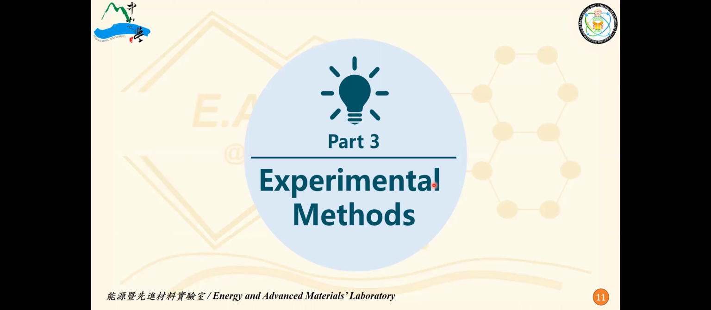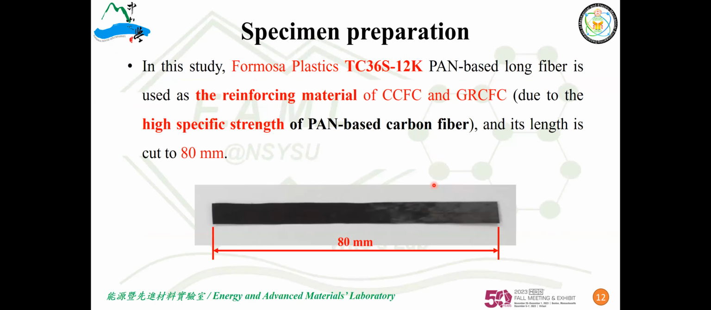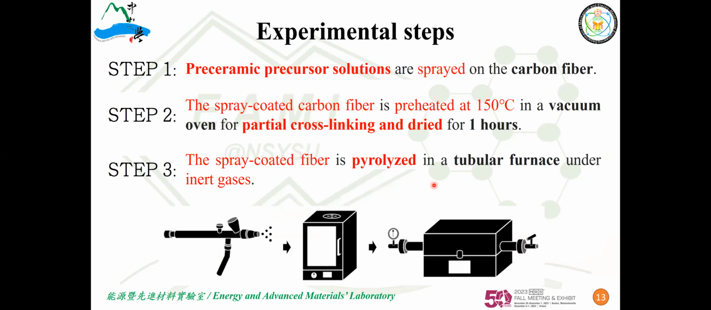So what are our experimental methods? As I mentioned previously, we use Formosa Plastics PAN-based long fiber as the reinforcement material. We spray coat this polysilazane pre-ceramic precursor, incorporated with graphene, to strengthen the commercial carbon fiber. These are our steps: we spray coat and preheat at 150 for partial cross-linking, and then we do the final pyrolysis in inert gas.